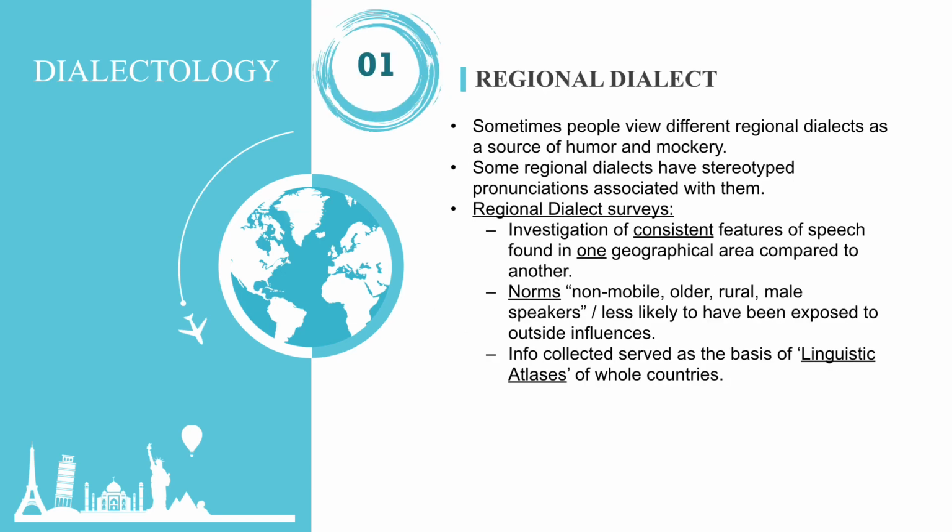The first one, regional dialect. Sometimes people view different regional dialects as a sort of humor or mockery. Some regional dialects have stereotyped pronunciations associated with them. Regional dialects were first investigated through consistent features of speech found in one geographical area compared to another. Norms: non-mobile, older rural male speakers are less likely to have been exposed to outside influences. The information collected served as the basis of linguistic atlases of whole countries.